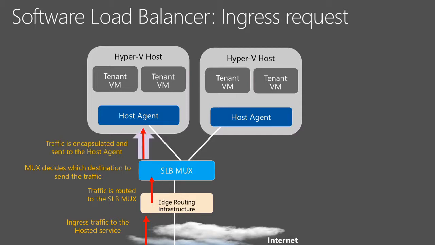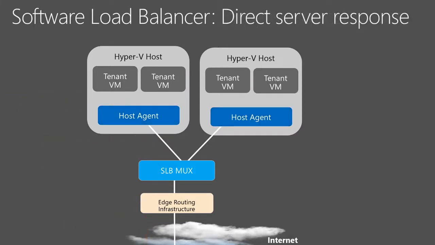It's then going to encapsulate it onto the correct virtual network using VXLAN or NVGRE, and it's then going to send it to whichever one of the tenant VMs it picked within that network. When it gets there, the host agent will remove the encapsulation, give the packet to the tenant VM, so now the tenant VM can go and calculate its response.